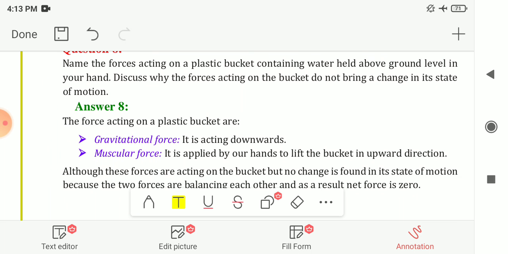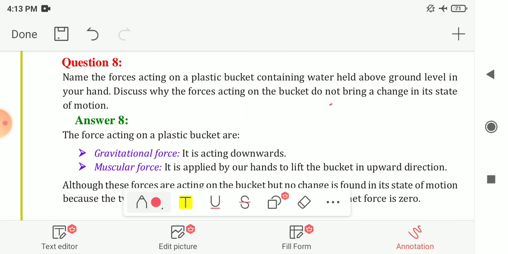Name the forces acting on a plastic bucket containing water held above the ground level in your hand. You are holding the bucket which is filled with water. So what kind of forces are acting on that bucket, that you have to write, and discuss why the forces acting on the bucket do not bring a change in its state of motion. Why is there no change of state of motion of the bucket?